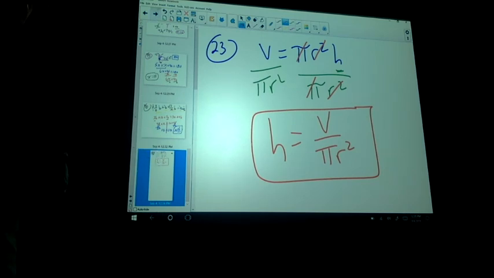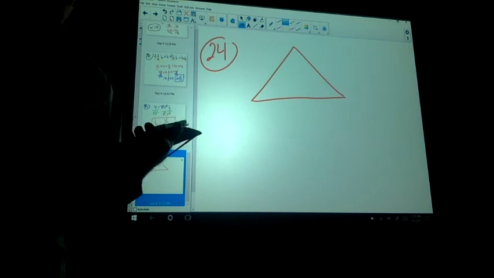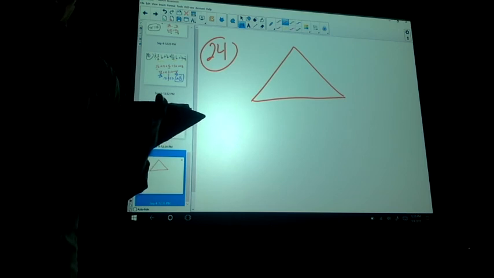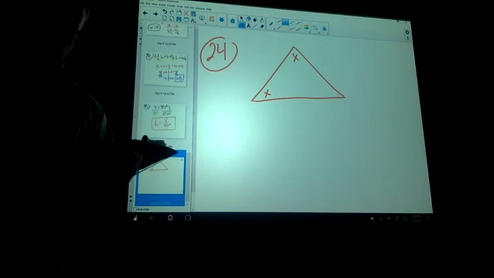Okay, 24, let's take a look at that. So we're talking about some triangle. I don't know what type of triangle it is other than a three-sided kind. The measure of two angles of a triangle are each four times the measure of the third angle. So if this is x, then these are 4x and 4x.